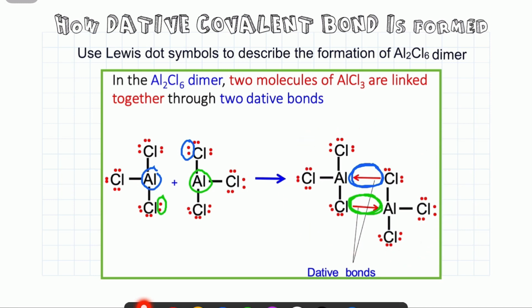Please make sure that you don't use an arrow to show how the dative bond forms in the reactant part. But for the product part, to show the dative bond, you have to use an arrow from the atom that shares the electron pair, for example, this chlorine and this chlorine.